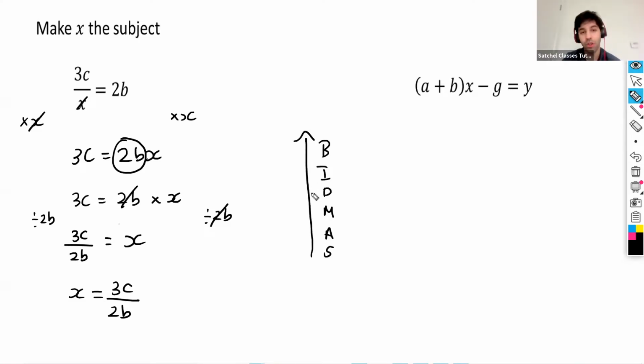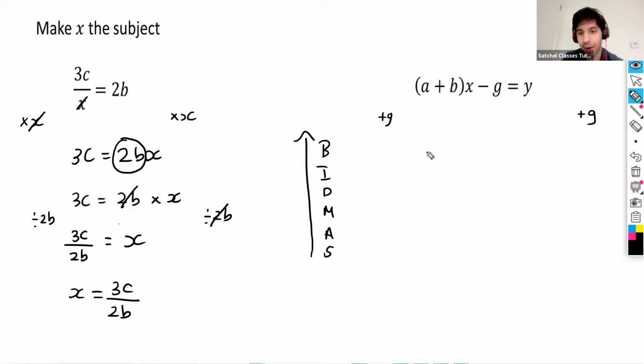It's almost like putting your socks and shoes on. You put your socks on first and then your shoes on. But when you're taking them off, you have to take your shoes off first and then your socks. So likewise here, when we're taking off the operations, we have to follow the opposite direction of BIDMAS. So we'll start by getting rid of the subtraction. To get rid of minus g, we have to add g to both sides.